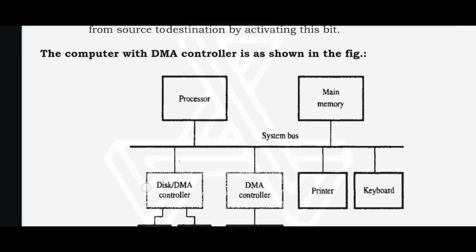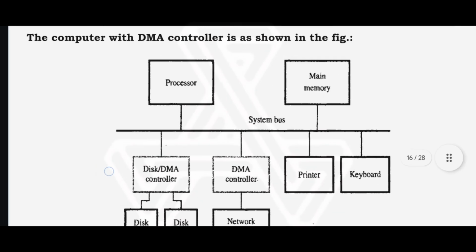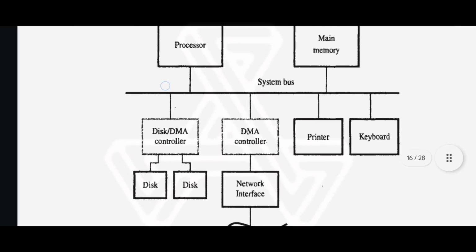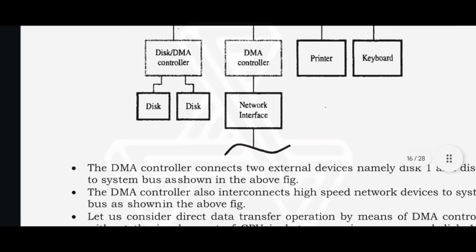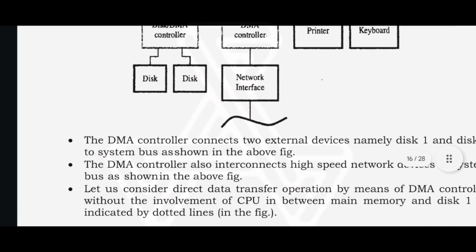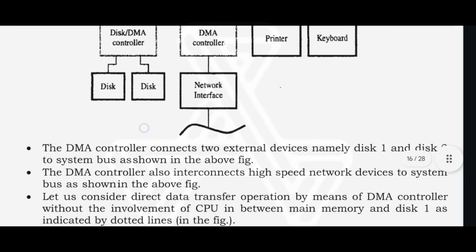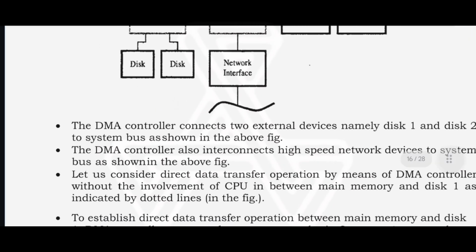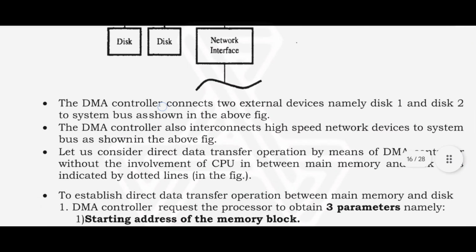Processor, main memory, system bus, disk, DMA controller, printer, keyboard, disk, DMA controller, network interface. The DMA controller connects external devices, namely disk 1 and disk 2, to the system bus as shown in the figure. The DMA controller also interconnects high-speed network devices to the system bus as shown in the figure.